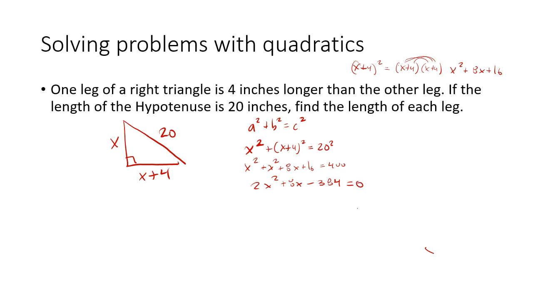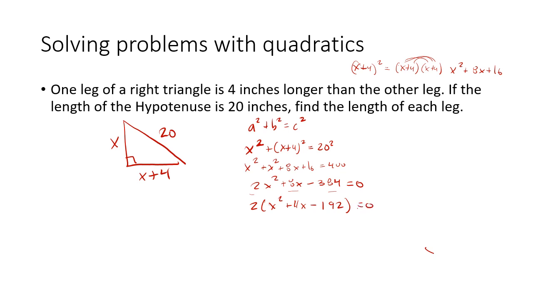I'm very smart. Okay, I can take a 2 out of all of these terms, so that's what I should always try to do first when factoring, is factor out the greatest common factor, which is 2. So 2 times x squared plus 4x minus, we'll see if I can do this in my head and be smart again, 192 equals 0. All right.